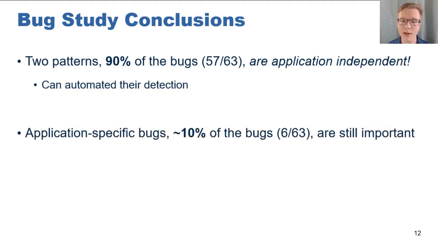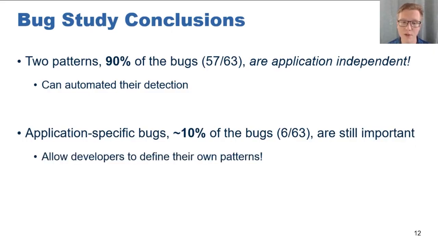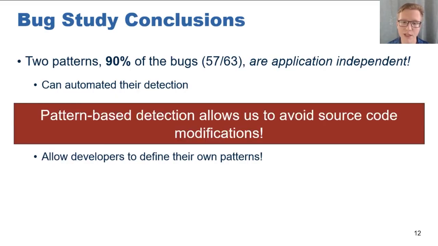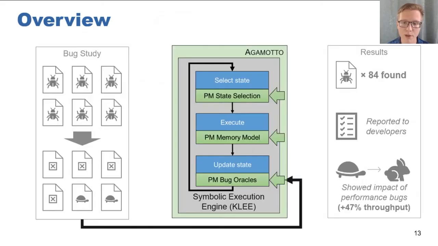However, there are still some application-specific bugs in our survey, about 10%, that we don't want to ignore. However, rather than have developers modify their source code, we believe that they should instead supply their own bug patterns. This pattern-based bug methodology allows us to avoid having to require any source modifications. This makes it much easier to adopt a new testing tool and much easier to find bugs in a variety of systems.